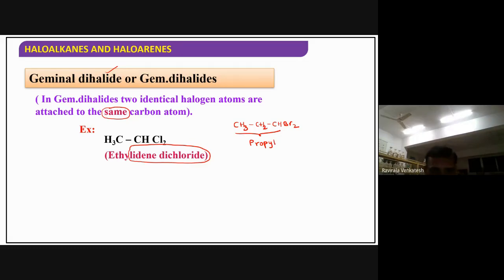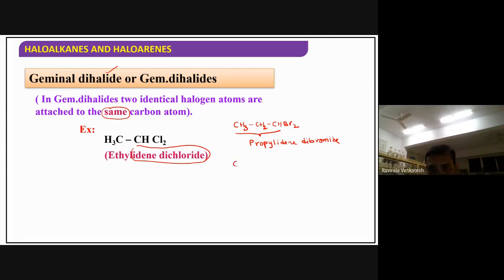This one, idine. Leave it. Idine comes compulsory. This one is compulsory. Now put this one here. Idine dichloride or dibromide. If you have bromine here, put it as bromide. What is the nomenclature for this one? Propylidine dibromide, isn't it?